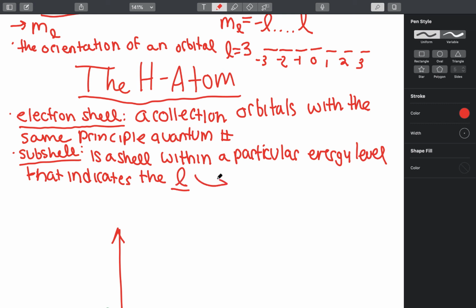So for example, an electron shell could be described as the n equals 3 energy level. And the subshell could be represented as the 3s orbital. So the subshell is more specific than the electron shell or the energy shell.